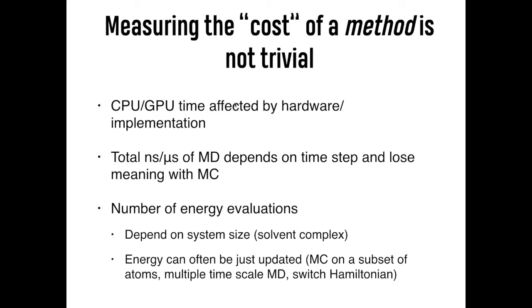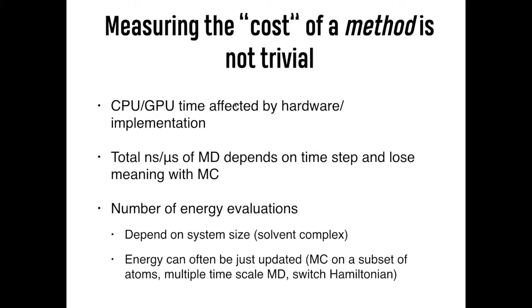Nanoseconds, microseconds of MD are traditionally listed in the literature, but they're not a very good measure of the cost. It depends on the time step, and they lose meaning as soon as you introduce some Monte Carlo moves. A third measure that we proposed was the number of energy evaluations. This is not ideal either. First of all, it cuts out everything else that is not energy evaluation, but that's usually acceptable because in these kinds of statistical methods, that's the most expensive part of the calculation. So it's a good approximation.